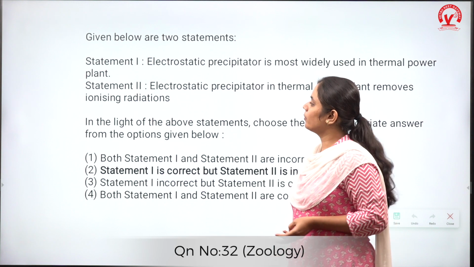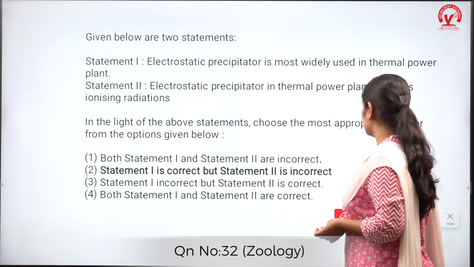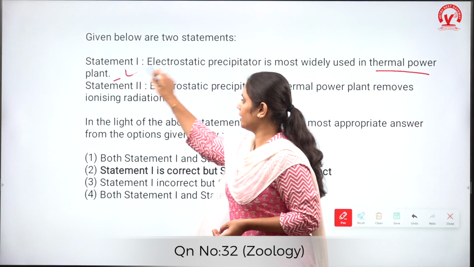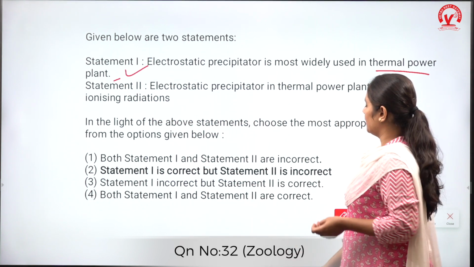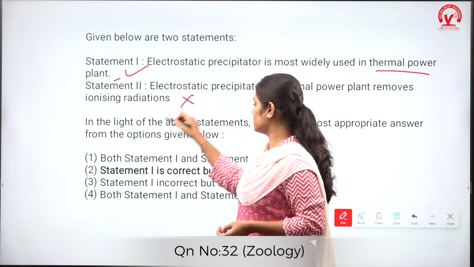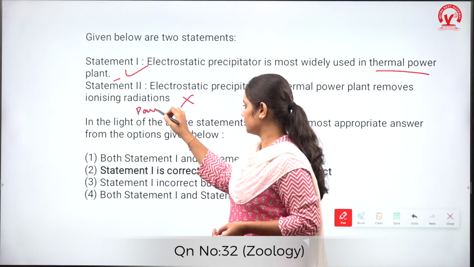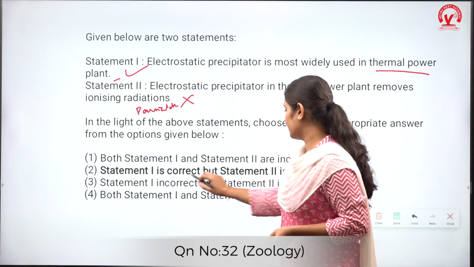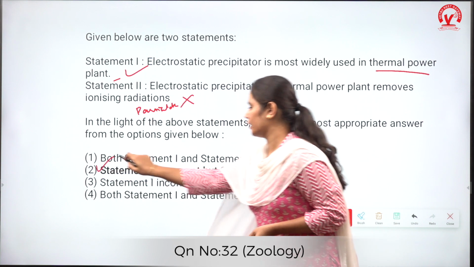Statement question. So, statement 1, electrostatic precipitator is most widely used in thermal power plants. So, this is correct. Whereas statement 2, electrostatic precipitator in the thermal power plant removes ionizing radiations. This is wrong because it removes particulate matter. So, statement 2 is wrong. So, statement 1 is correct and statement 2 is wrong. This is the correct answer.